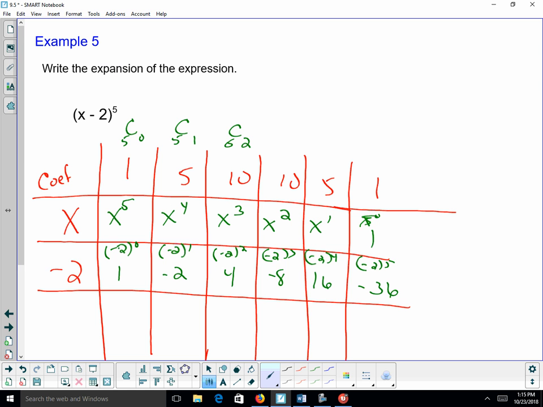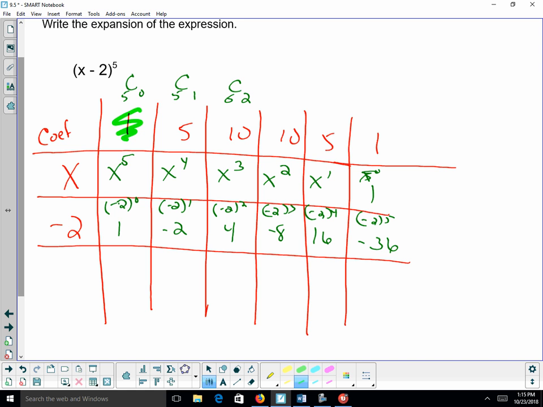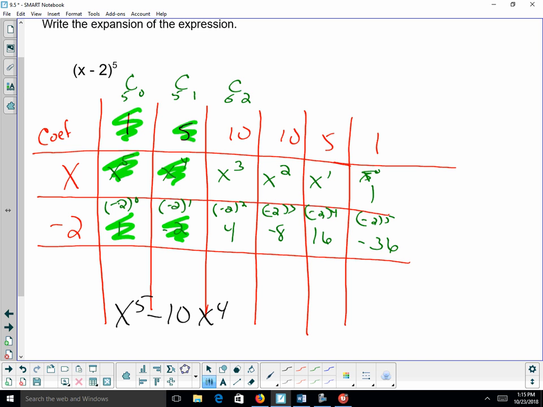Then to find my terms, I'm going to multiply down a column. So I'm going to take 1 times x to the fifth times 1, and I'm going to get x to the fifth. The next column, I'm going to take 5 times x to the fourth times -2. Well, the -2 times the 5 will be -10, because my coefficient will come first, then x to the fourth. Continuing my pattern, I'm going to end up with 40x to the third minus 80x squared plus 80x minus, oopsie, that should be 32, minus 32.